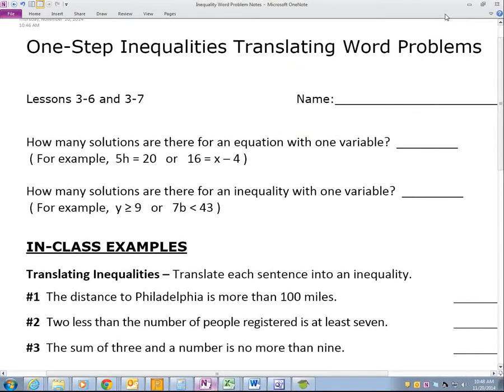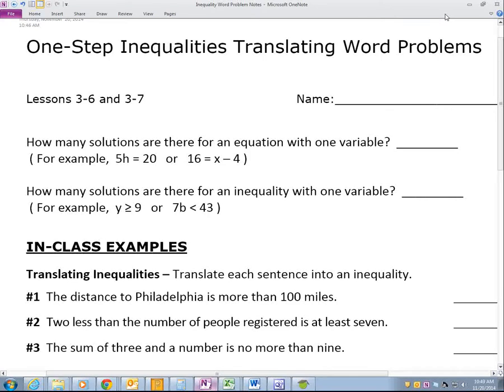Okay. So this is a couple of things. Hopefully you guys had a couple. How many solutions are there? This is the one-step inequalities word problems notes that we're going to do. It's just going to take a very short amount of time, and then you guys are going to get into, I think I'm going to just do partners today to do your stuff.